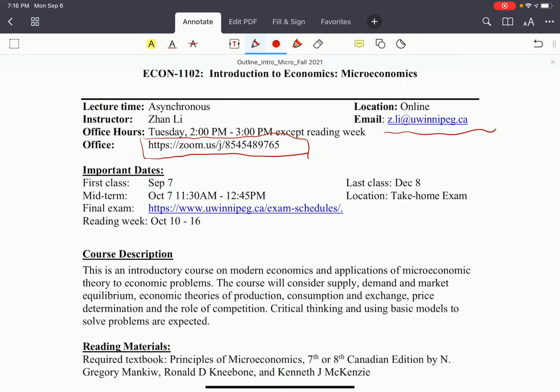And then the midterm would be on October 7th. The time would be your official class time, so it's 11:30 a.m. to 12:45 p.m. And it will be a take-home exam, which means I will give you the exam, and most likely I will use Zoom to proctor the exam. Again, it's possible this is the first time you do this kind of take-home exam, and I will talk more about Zoom proctoring before the midterm exam.